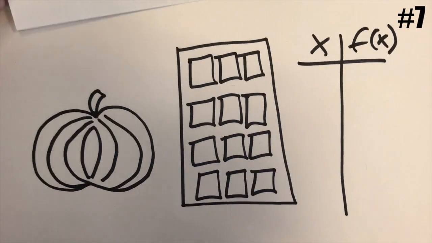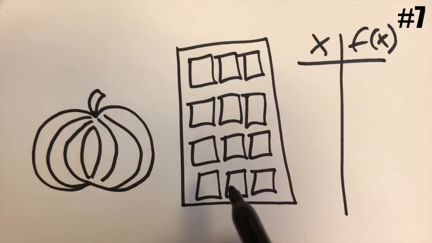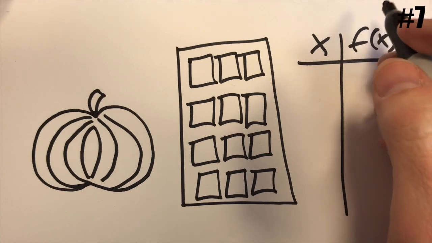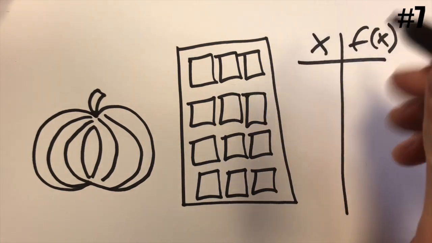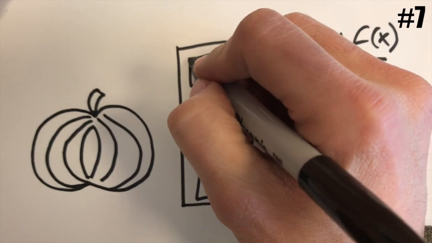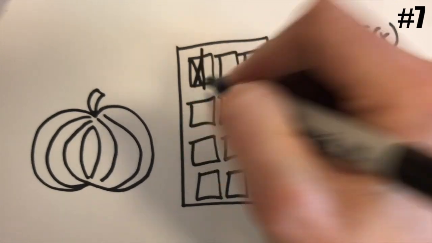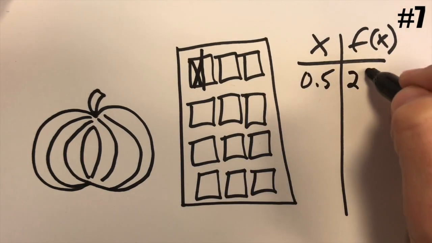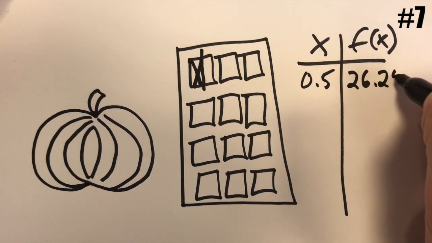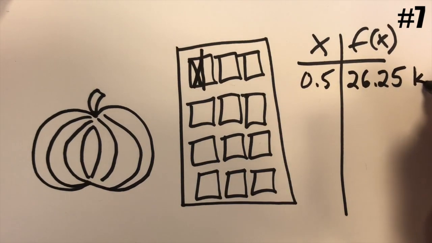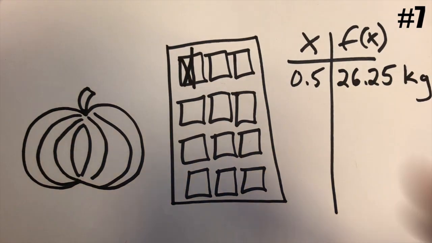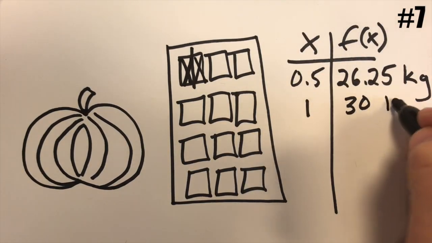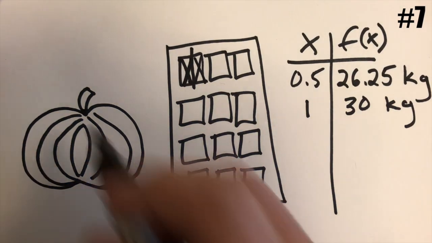All right, we've got a pumpkin growing here, and they started measuring the mass of the pumpkin at some point in time. After half a month has gone by since they started measuring it, the mass of that pumpkin is 26.25 kilograms. Now, after a full month, they measure at the end of that month, and now it's 30 kilograms even. So it's grown up.